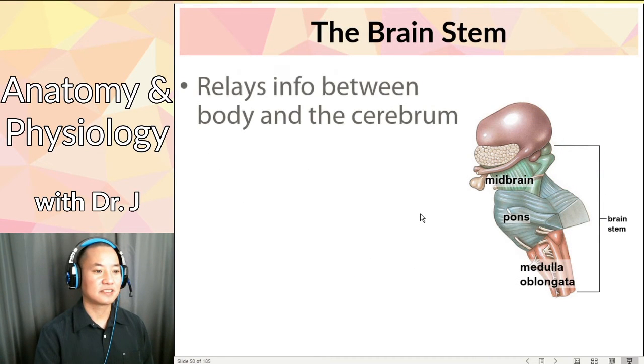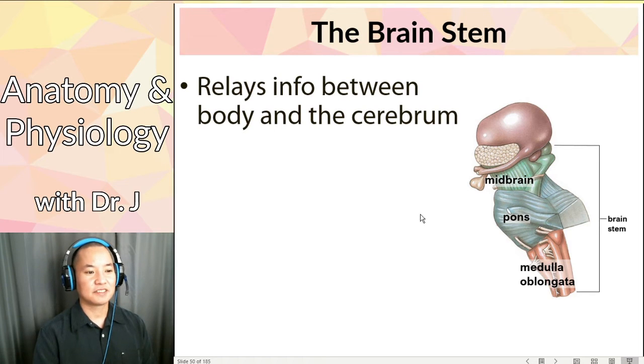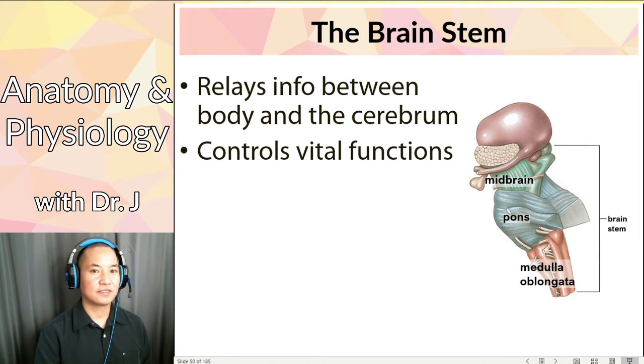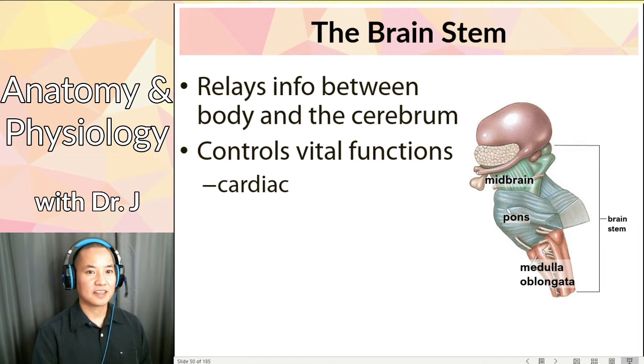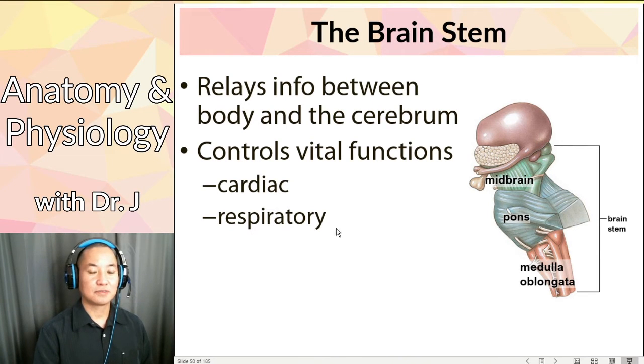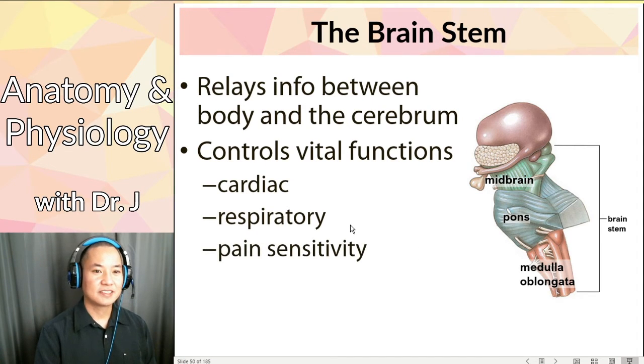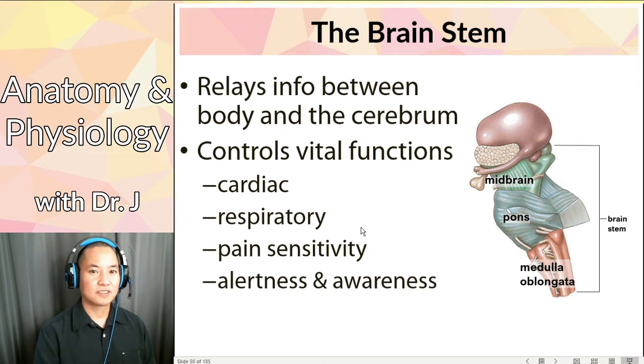Okay, so back to our brainstem. It's important not only in relaying info, connecting the cerebrum to the rest of the body and the spinal cord, but it also has vital functions. This is why the brainstem is very important. Things like cardiac function, how your heart beats, and respiratory function, how you breathe. So your circulation, how your blood pumps, and also your breathing. These are vital functions for living. And then pain sensitivity as well, and alertness and awareness. All of these are vital functions and things you need in your everyday life.